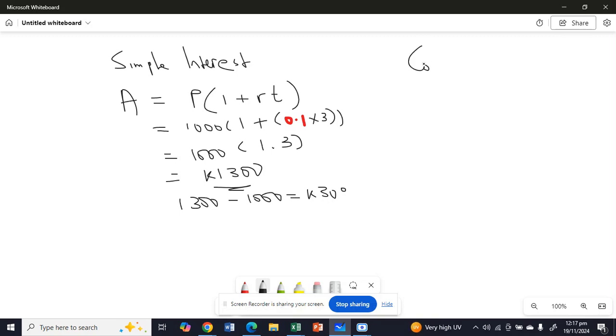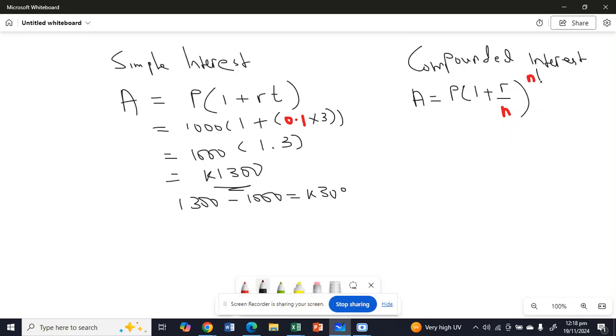Now, let's take it to compounded interest. How much money are we going to have after 3 years if we put 1,000 in the bank and the interest is compounded semi-annually? So this is the formula we'll use to find out how much we'll have in total after 3 years. Principal multiplied by 1 plus r over n, to the power n times t.